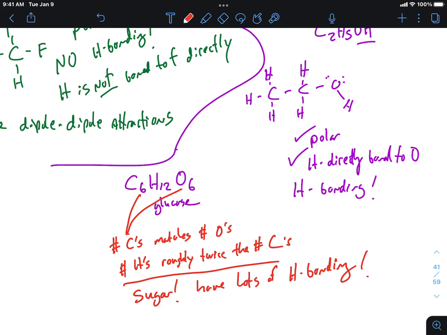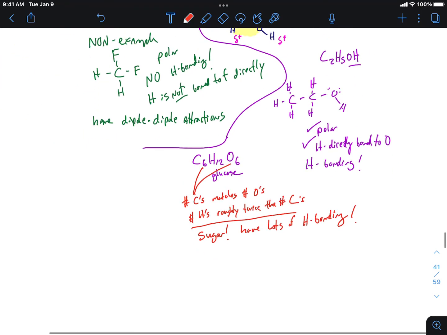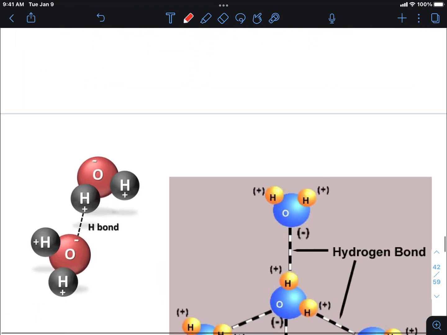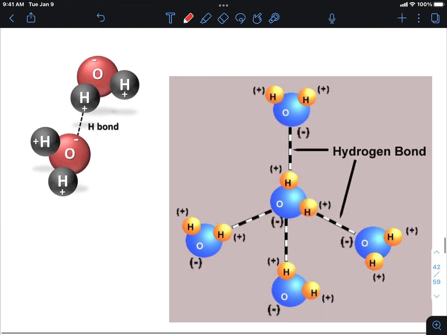Okay. So far we've discussed two types of intermolecular attractions. Dipole-dipole attractions occur between polar molecules. Hydrogen bonding occurs between polar molecules that have H directly attached to O. So let's talk about the third. But before we do that, let's look at more pictures. Here's water. Here's where the hydrogen bond exists.